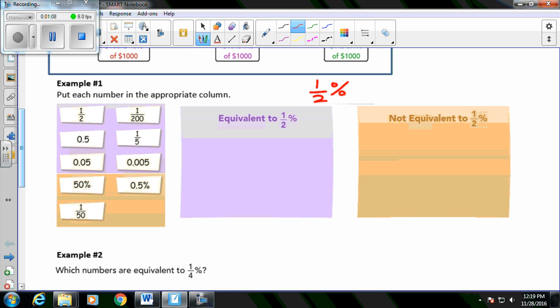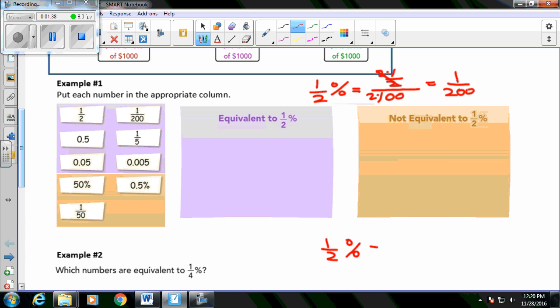0.5%. A couple ways I can think about it. I can think about it as 1/2 over 100. That will be 0.5%. 1/2 over 100, which I know, if I multiply this by 2 and this by 2, I get 1/200, which is really tiny.